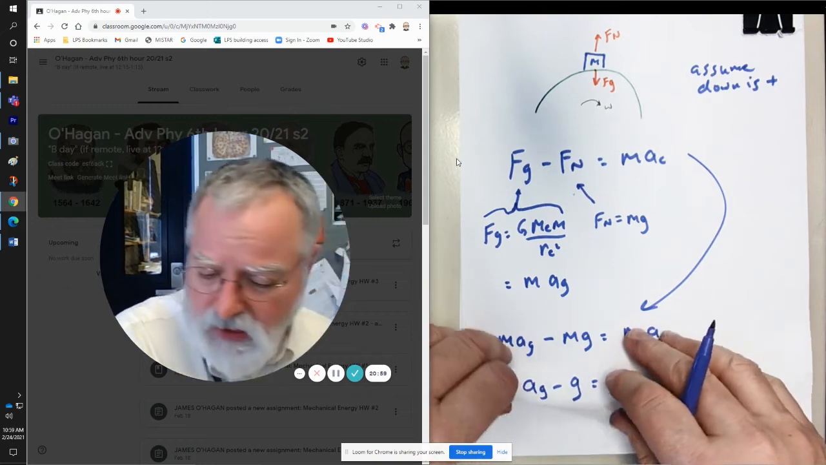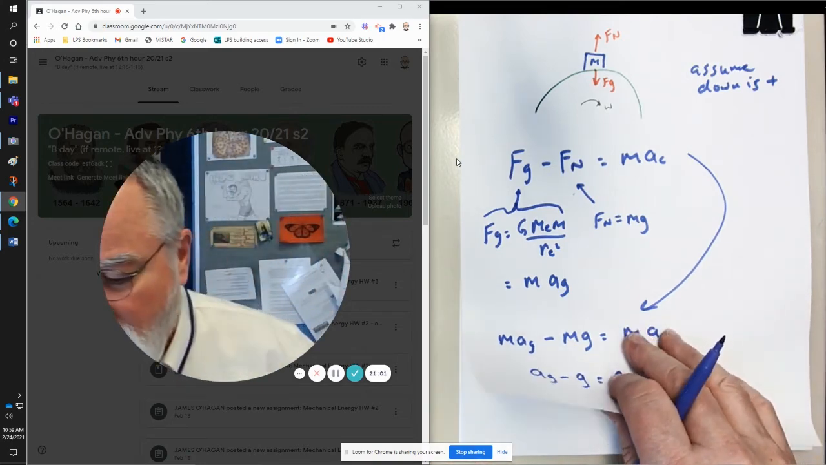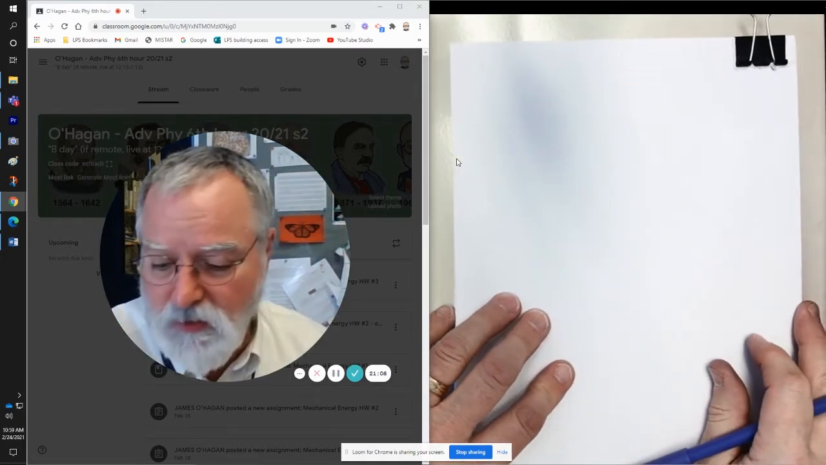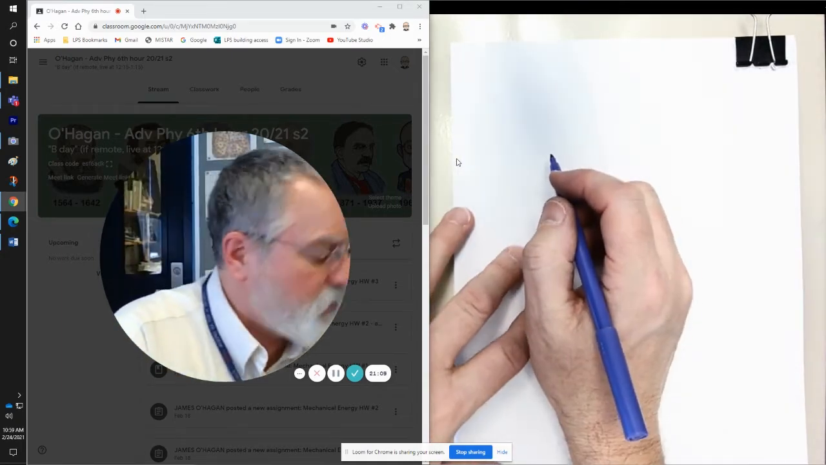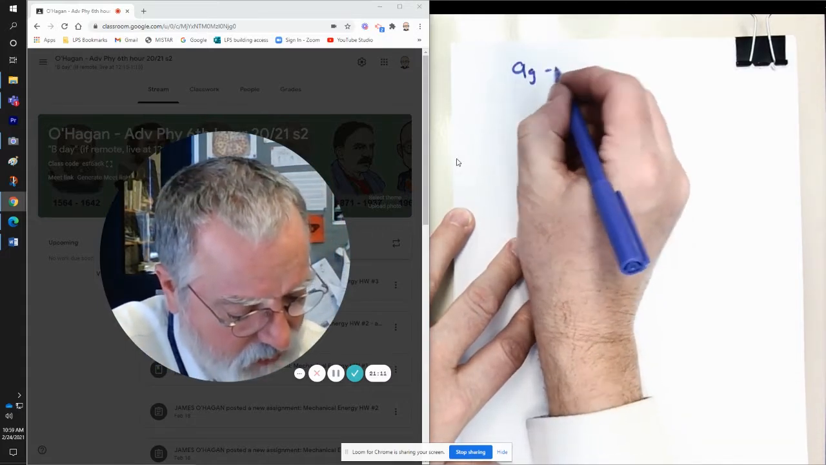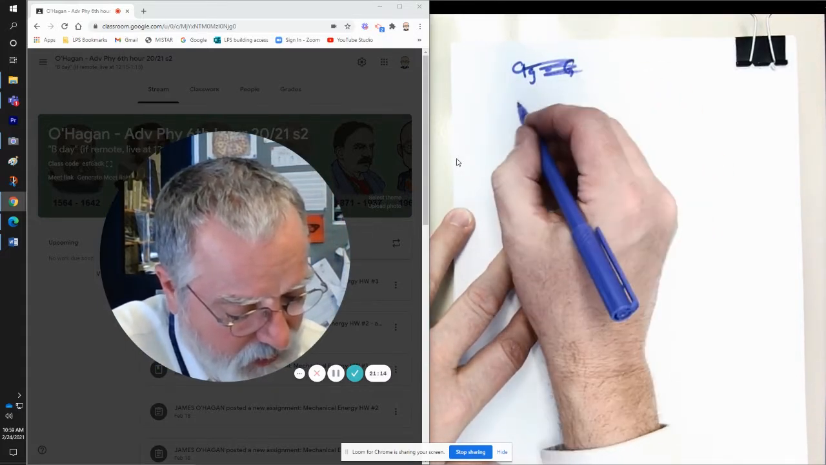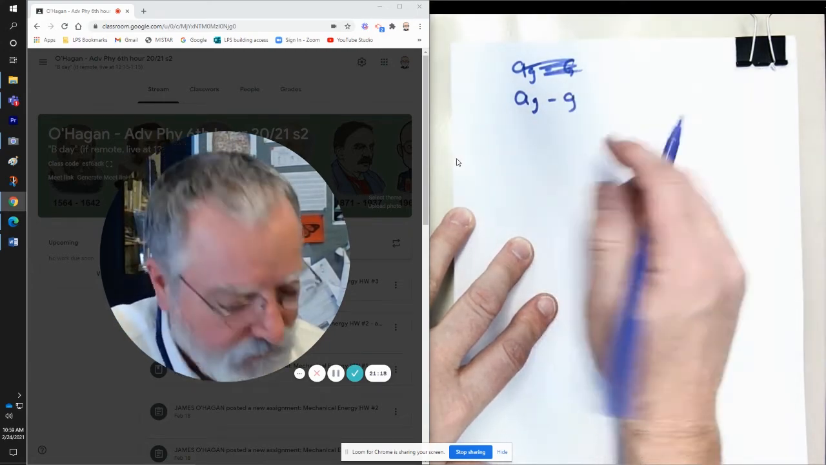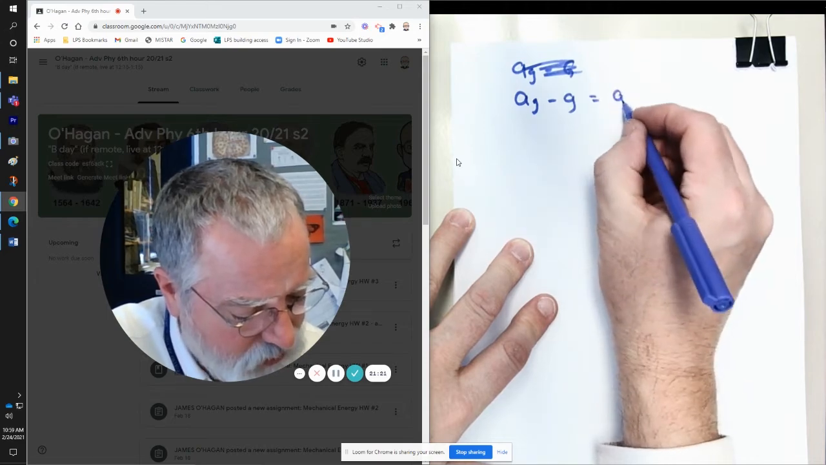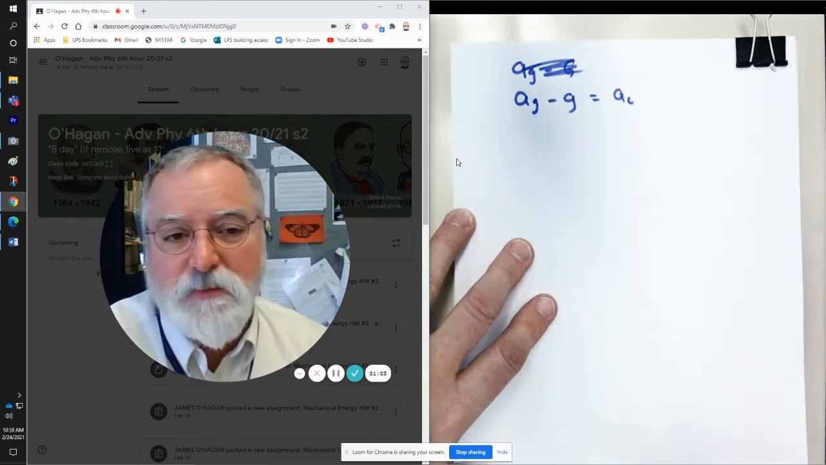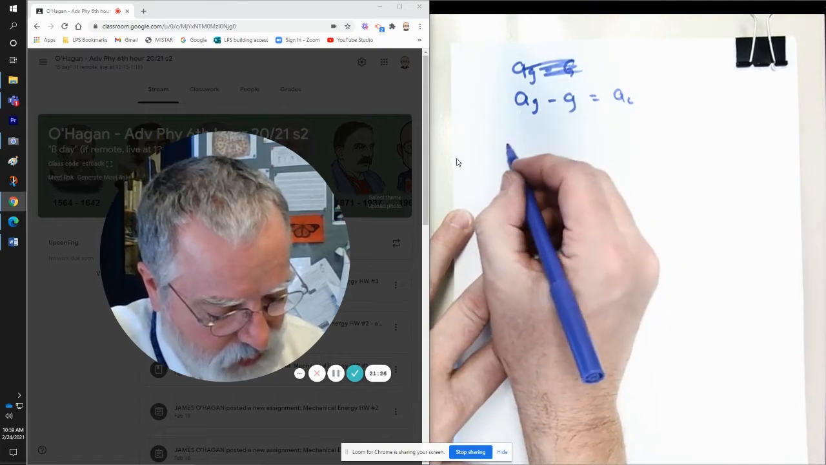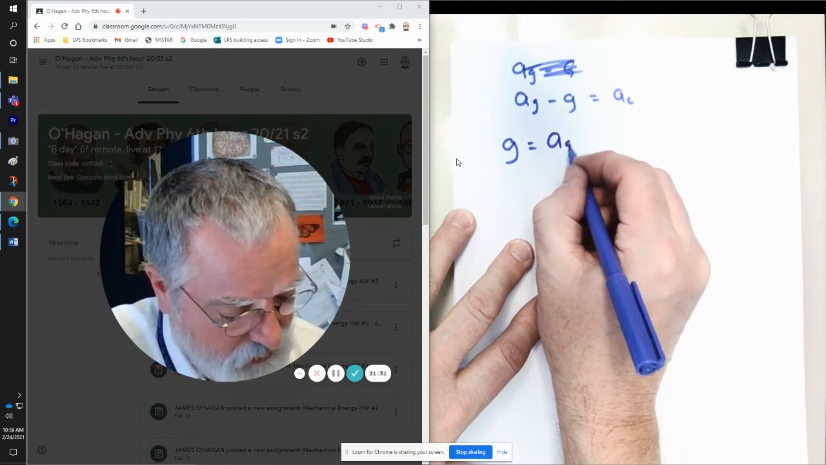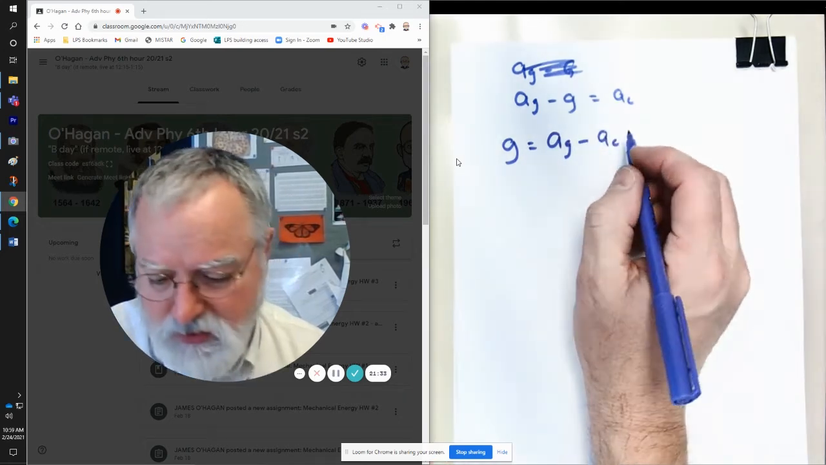So I'm going to take this and put it up onto the next page. I had acceleration due to gravity minus g, hey, I guess this one's not rated for kids anymore, equals the centripetal acceleration. So here we go. That was just what was on the previous page. Now, let's solve this for g. g equals the acceleration due to gravity minus the centripetal acceleration.